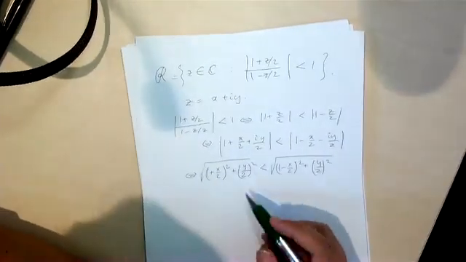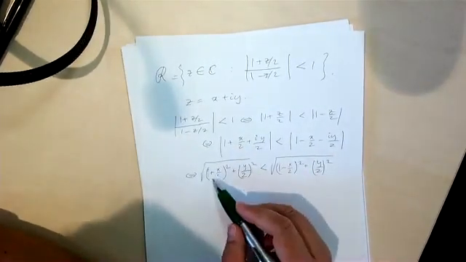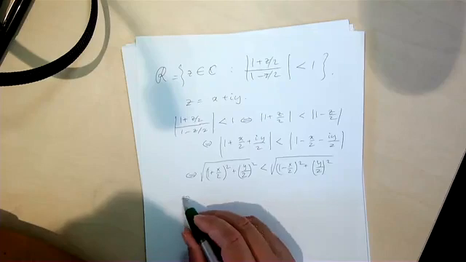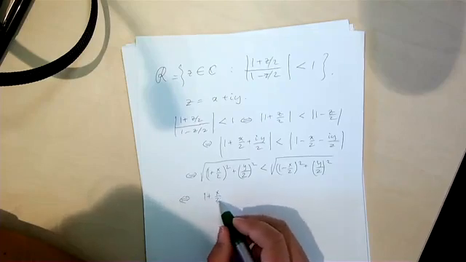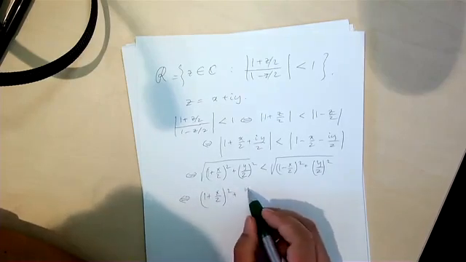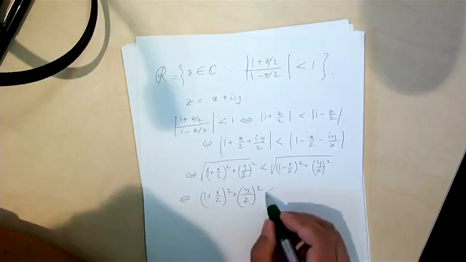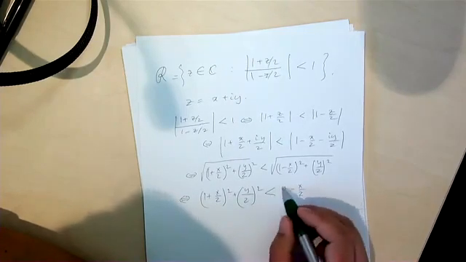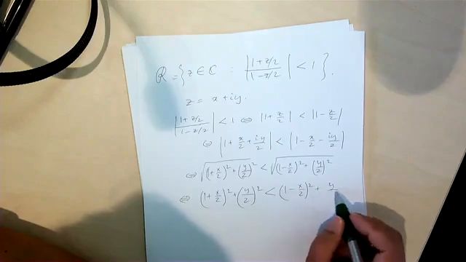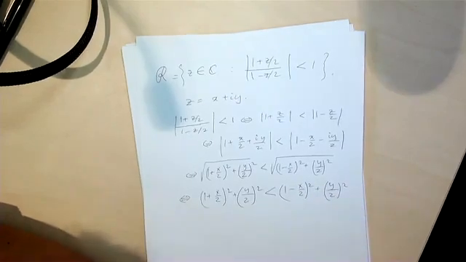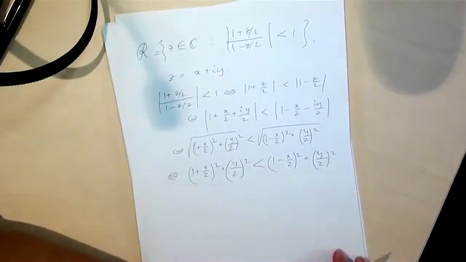Because of the square root, you can square the left and the right hand side. You have (1 + x/2)^2 + (y/2)^2 less than (1 - x/2)^2 + (y/2)^2, right? And now you can expand it out.